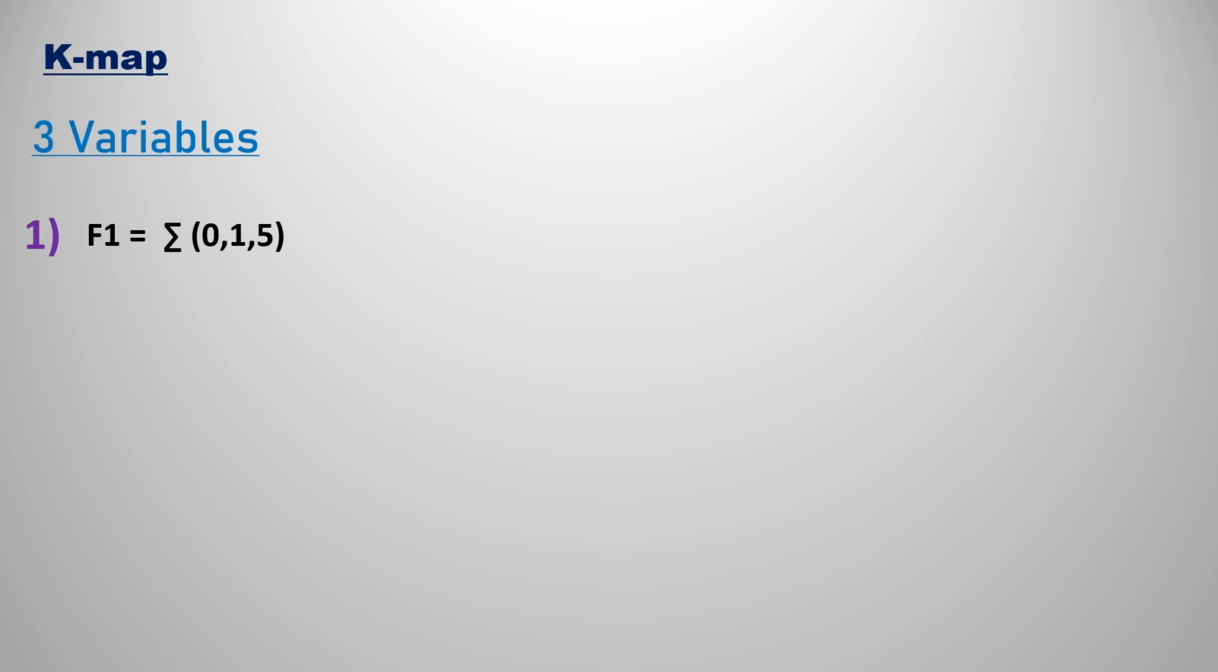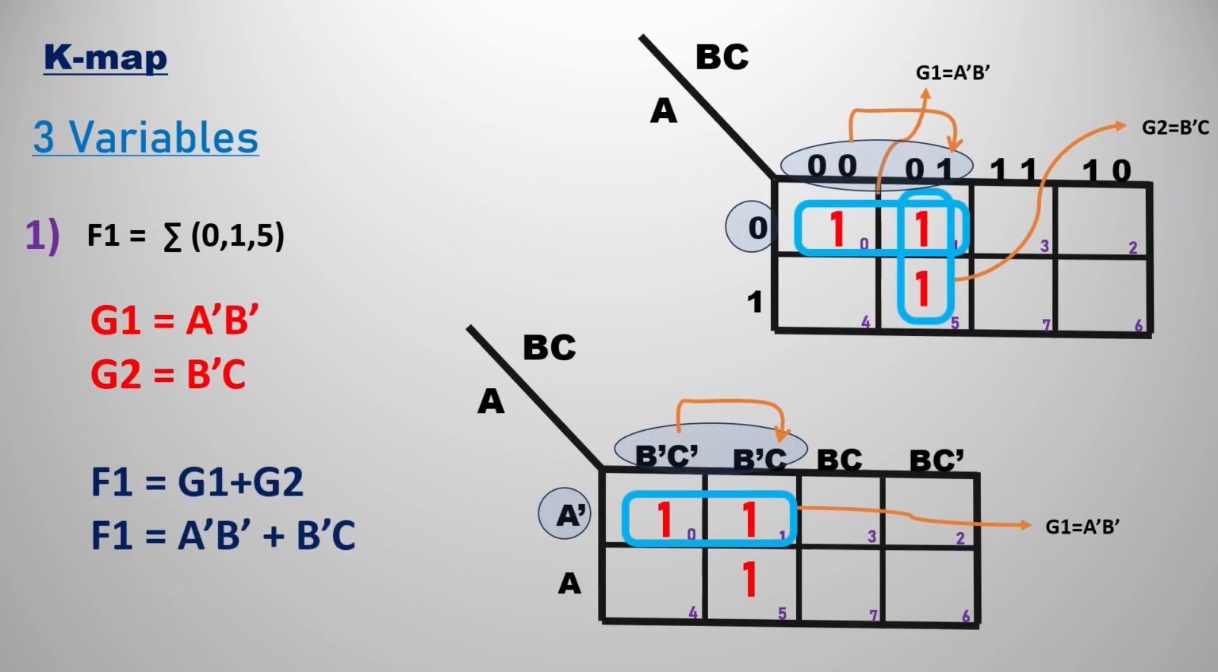In 3 variables we have many more examples to be solved. So let's start with the first example, that is F1 equals sigma 0, 1, 5. In the places of 0, 1 and 5 we have to place 1s, and all remaining places will be 0. For simplicity I am not representing the zeros, I am only showing the ones. The upper table is very important, that is the filled form, where in the 0 place, the first place, and the 5th place I have placed the ones.